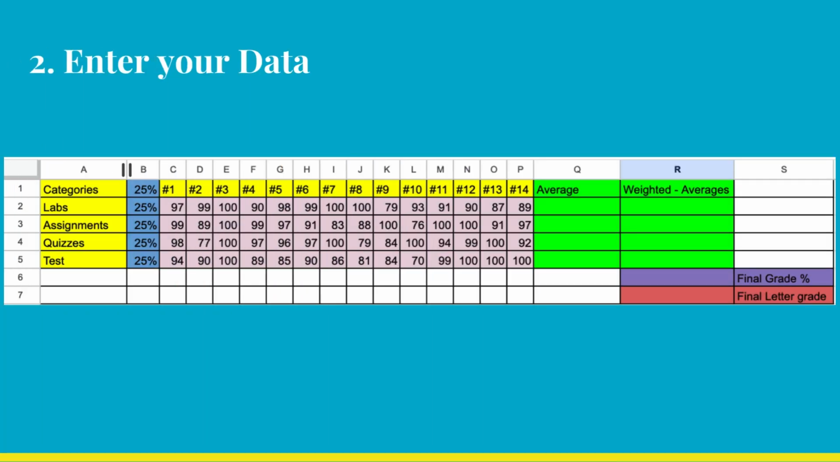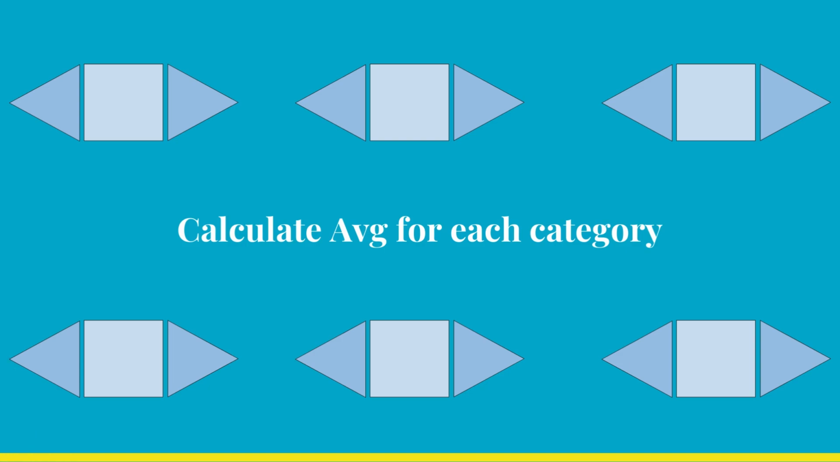Now is when you will enter your own personal data. This includes the weight of your categories from each different type of assignment and the grade for each assignment. Our next step will be to calculate the average for each category. It is here we will use the average function.